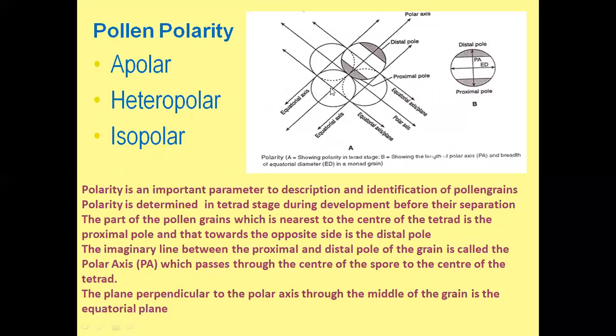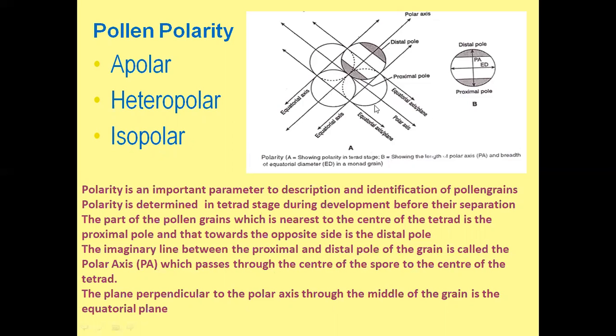So in this way, whatever the proximal pole is, exactly on the opposite side the distal pole is there. Distal pole is nothing but it is far away from the center, and we assume the imaginary line between the proximal and distal pole of the grain is called the polar axis. This is the imaginary line which passes through the center of the spore to the center of the tetrad. So this is known as the polar axis.